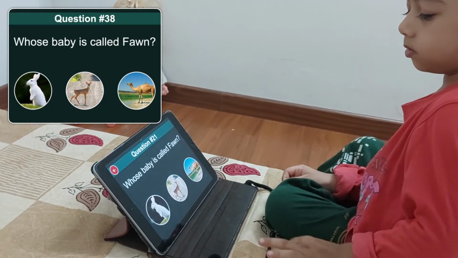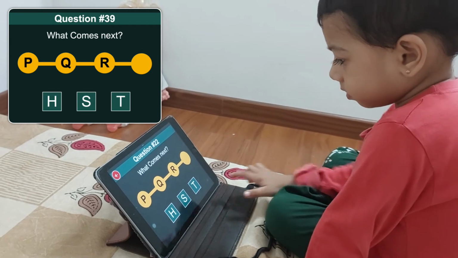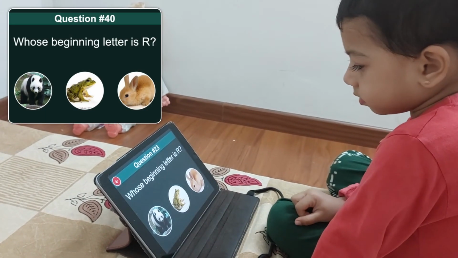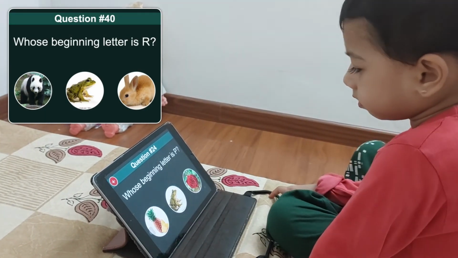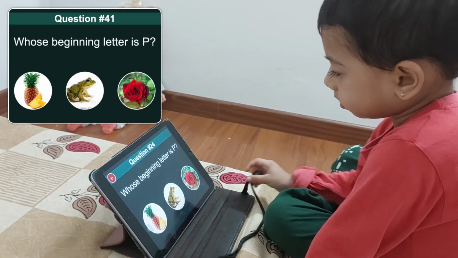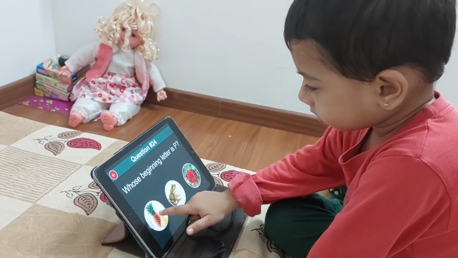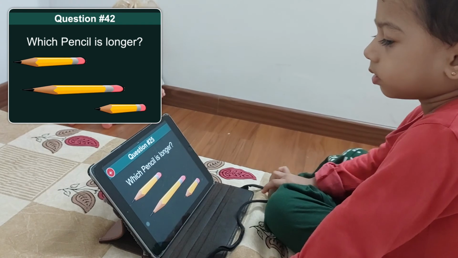Whose baby is called foal? What comes next? Whose beginning letter is R? Whose beginning letter is P? Whose beginning letter is P? P. Which pencil is longer?